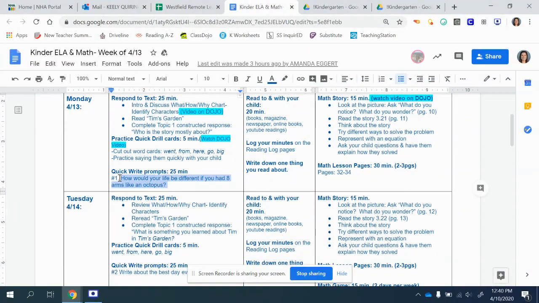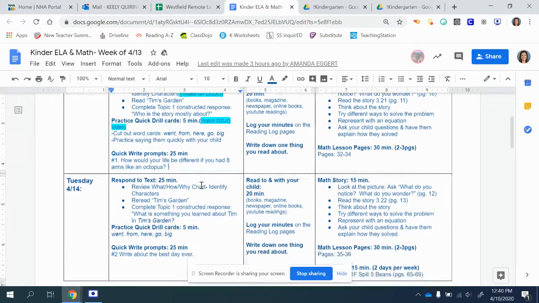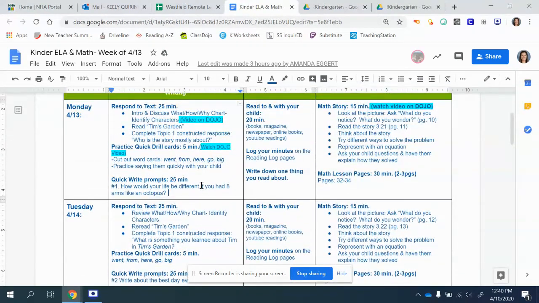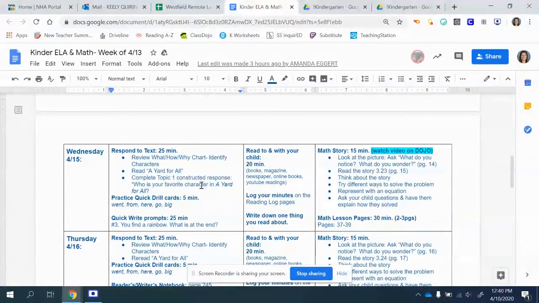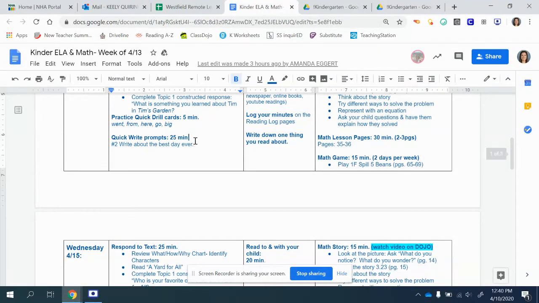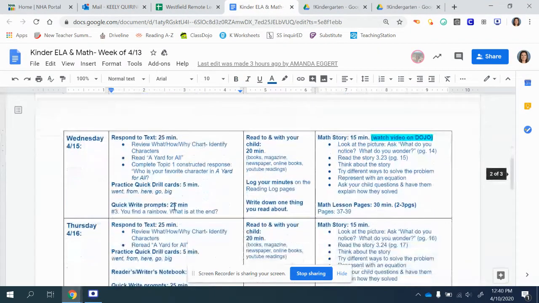The last thing that you are probably going to be concerned with for your ELA topic is your quick write prompts. So every day I believe you're going to have a prompt, and I'll have random questions. They're not connected necessarily to anything, but it's just to encourage the kids to think and write. So let's see, Tuesday, write about the best day ever. Wednesday, you find a rainbow, what's at the end?